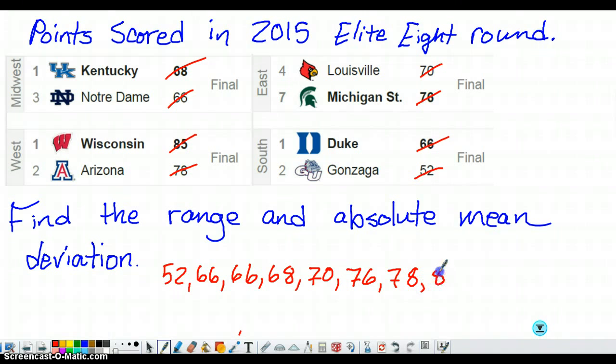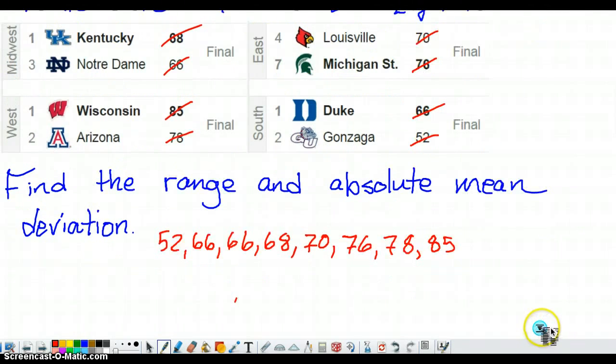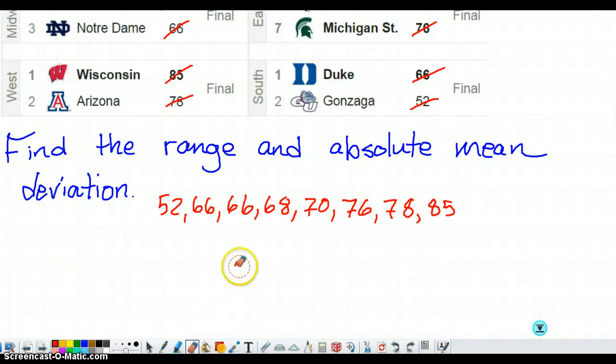And then we'll do a quick check just to make sure we got them all. 1, 2, 3, 4, 5, 6, 7, and 8. That's correct because it's the Elite 8. And so if I want to find the range, I have to know, back to that vocabulary, it was the greatest value minus the least value. So I want you guys to try to identify that first.